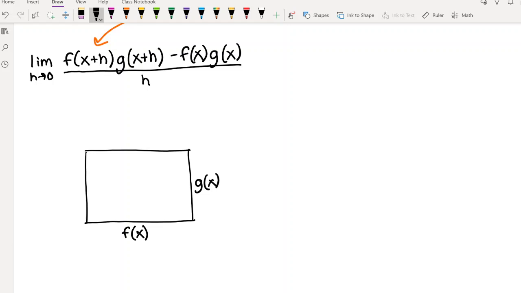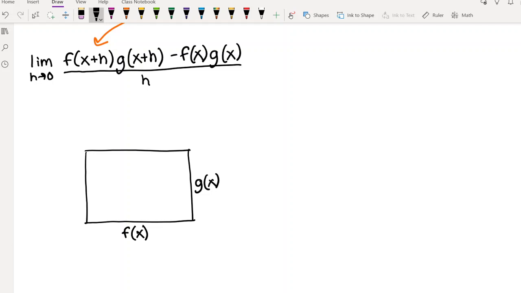So for the sake of simplicity, maybe let's picture that f of x and g of x are both functions that are getting bigger as time goes on. So let's imagine that as time goes on, so as x gets bigger and bigger, these two different dimensions of the rectangle are both going to get bigger and bigger. They might not get bigger at the same rate, right? They're two different functions, but they're both just kind of increasing.